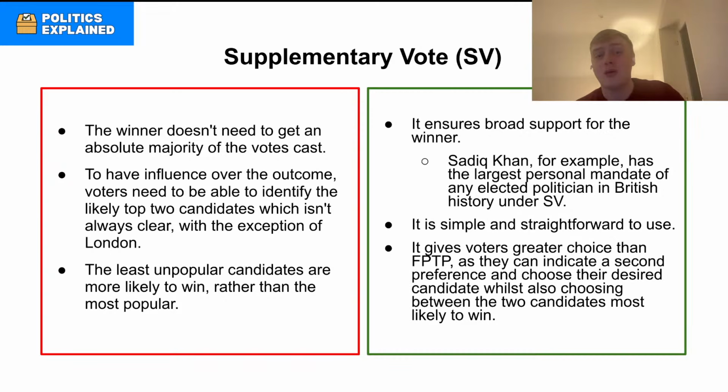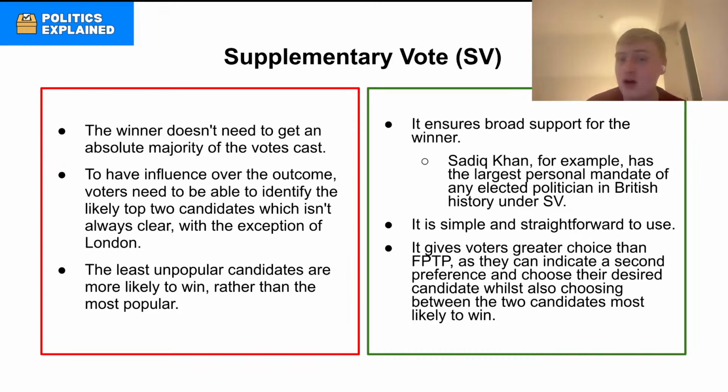To have influence over the outcome, you need to be able to identify the top two candidates, which isn't always clear. With the exception of London, actually, it's normally Labour and the Conservatives in London. And it means that the least unpopular candidates are more likely to win because those second preferences are also taken into account rather than just the first preferences.